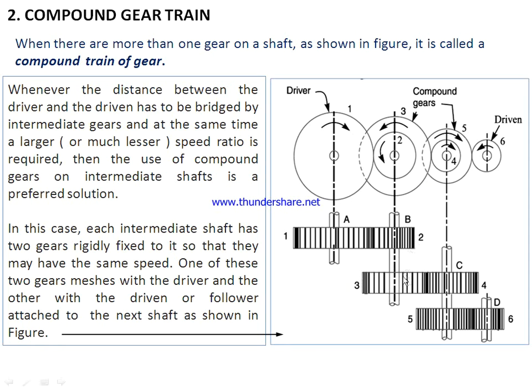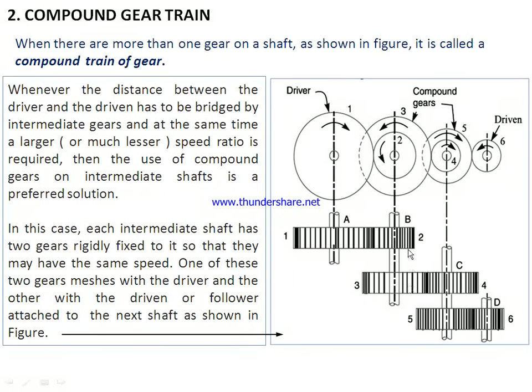For example, 2 and 3 are mounted on this shaft B, so whatever the speed with which 2 rotates, 3 also rotates at the same speed as that of 2. Similarly, speed of 4 and speed of 5 will be the same because they are mounted on the same shaft. So one of these two gears meshes with the driver and the other with the driven or follower attached to the next shaft as shown in this figure.